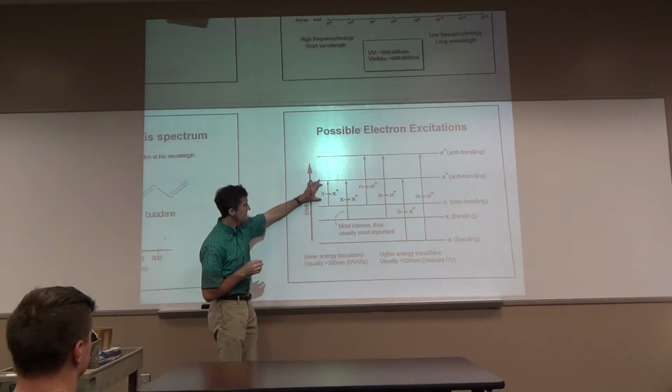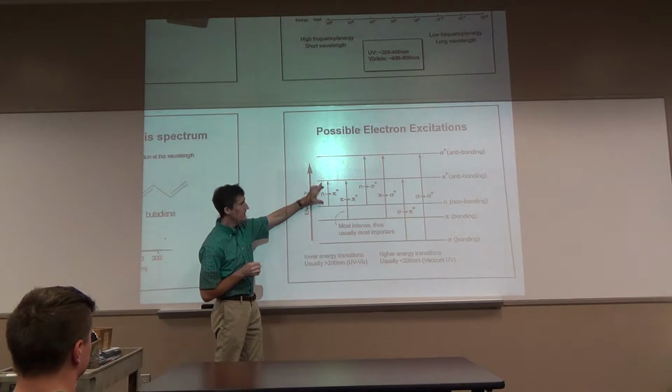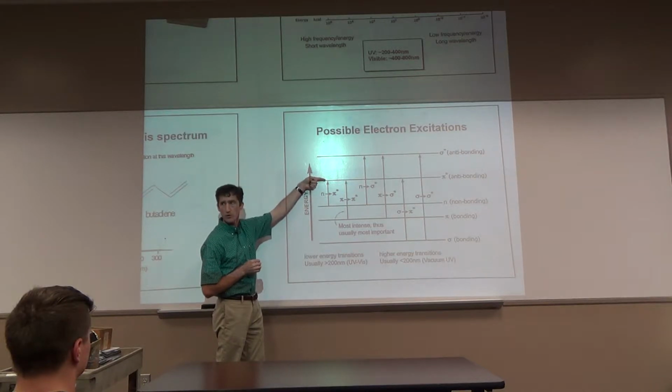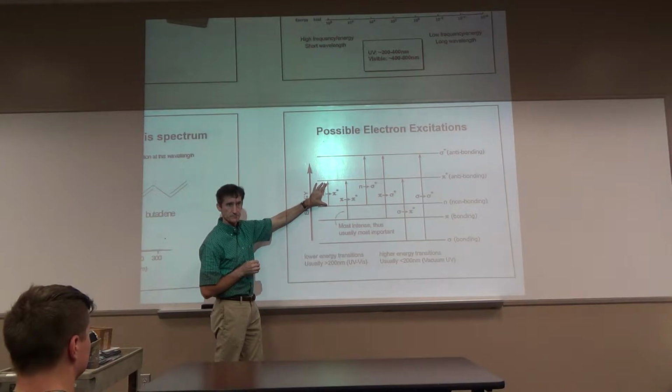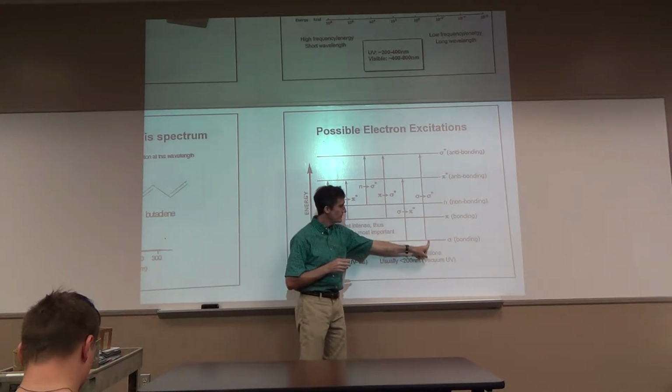The first one, because the energy gap is small. What is this one? N, meaning non-bonding. This is a lone pair being excited to a pi star orbital. That's the easiest. Which one's most difficult? The one over here on the end.